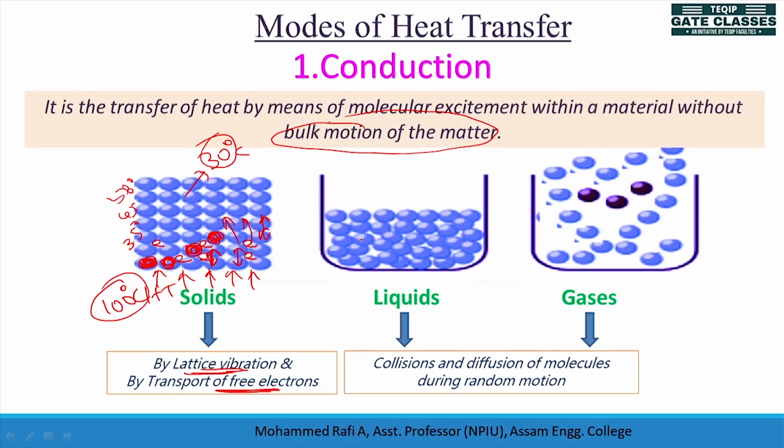The same process happens in liquids and gases, but there is a difference because we already know the material molecules are arranged in different fashion. That is why we are differentiating solid, liquid, and gas. In liquids and gases, instead of lattice vibration, there is no restriction for motion. So there will be collisions and diffusion of molecules during the random motion. That is the main reason for the heat conduction.